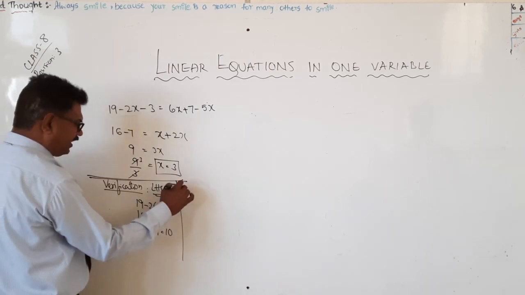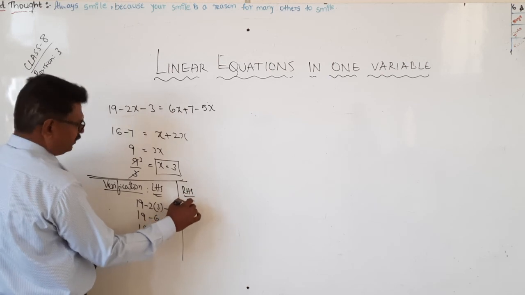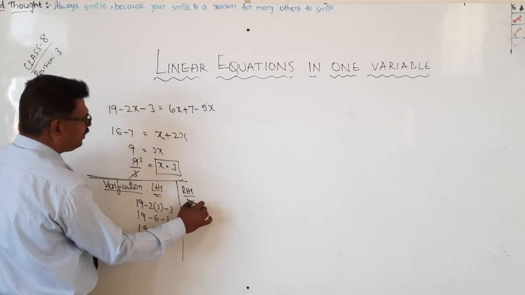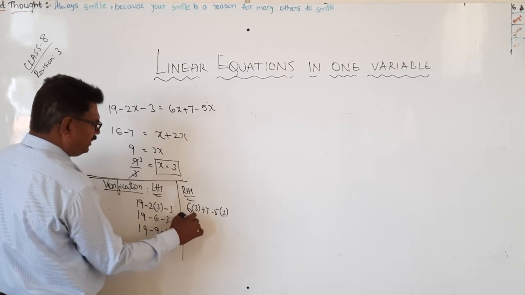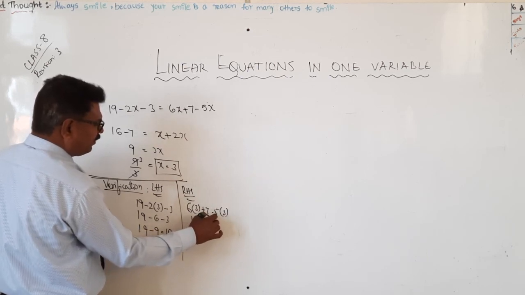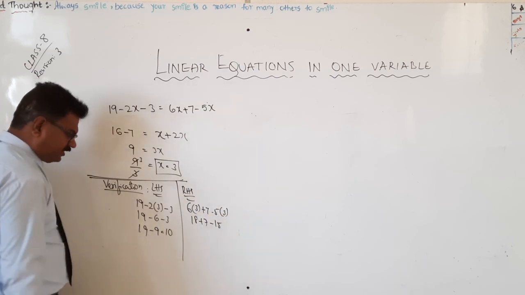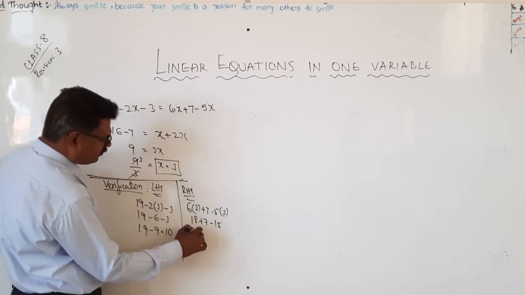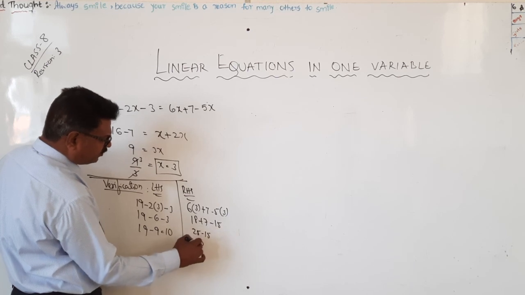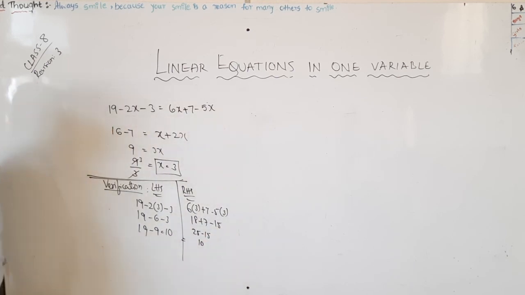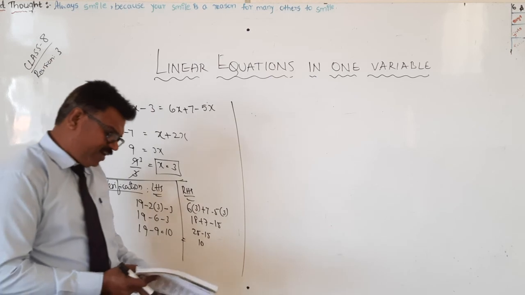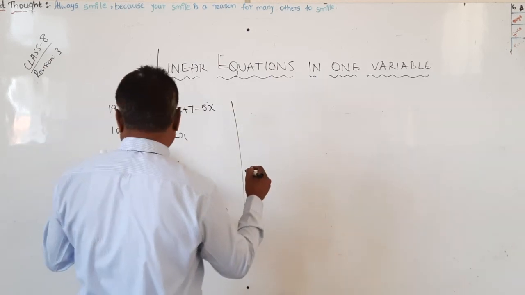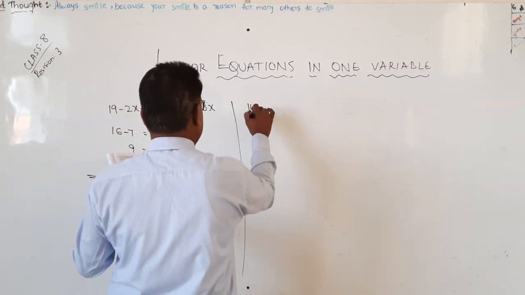Like that only, RHS you see, 6 into 3 plus 7 minus 5 into 3, 18 plus 7 minus 15. 18 plus 7 is 25 minus 15, that is also 10. That means LHS is equal to RHS. Okay? So we can verify by ourselves, so that there is no problem in the answer.